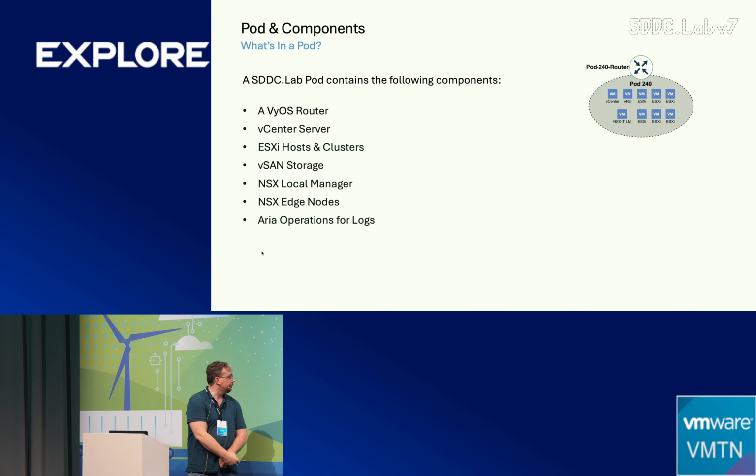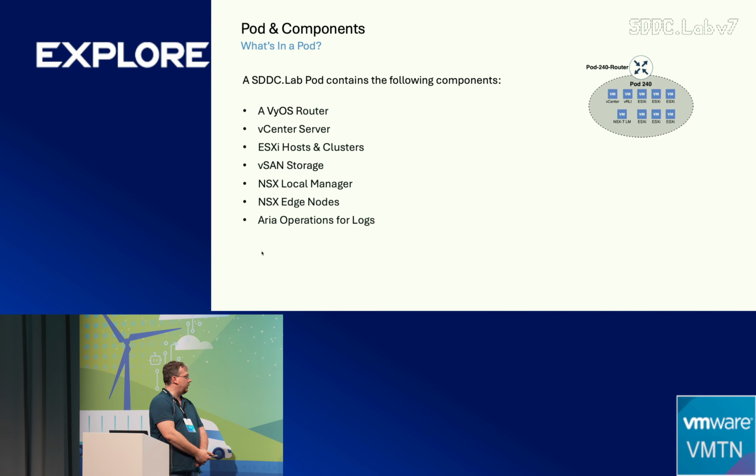So what's in a pod? Well, we have the pod router. It's based on iOS. It's a software router, a virtual machine. We have a vCenter server. We have ESXi hosts, obviously, organized in clusters. We use vSAN storage for the storage. Optionally, you can also mount an NFS storage in there, but by default it's vSAN.